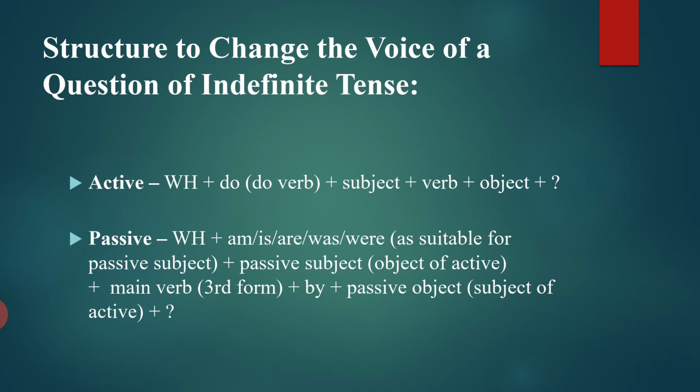Do verb changes into am, is, are, was, were as suitable for the passive subject. Now plus passive subject. Passive subject means the object of active becomes the passive subject. Plus main verb, third form of the main verb, means V3. Plus by plus subject of active, that is called passive subject, and interrogative mark.